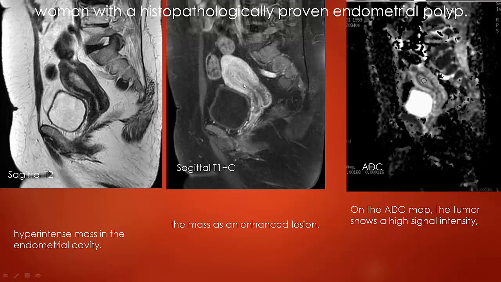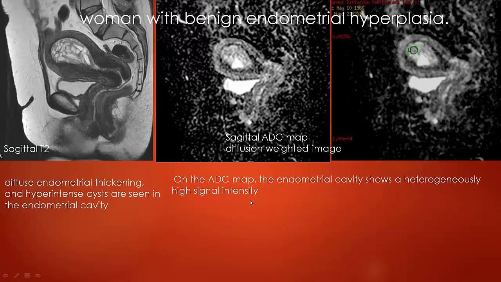This is a woman with a histopathologically proven endometrial polyp. Sagittal T2 shows a hyperintense mass in the endometrial cavity. Sagittal T1 with contrast shows an enhancing lesion. The ADC map shows high signal intensity, so it is a benign lesion, an endometrial polyp, with intense enhancement and bright high signal on ADC.